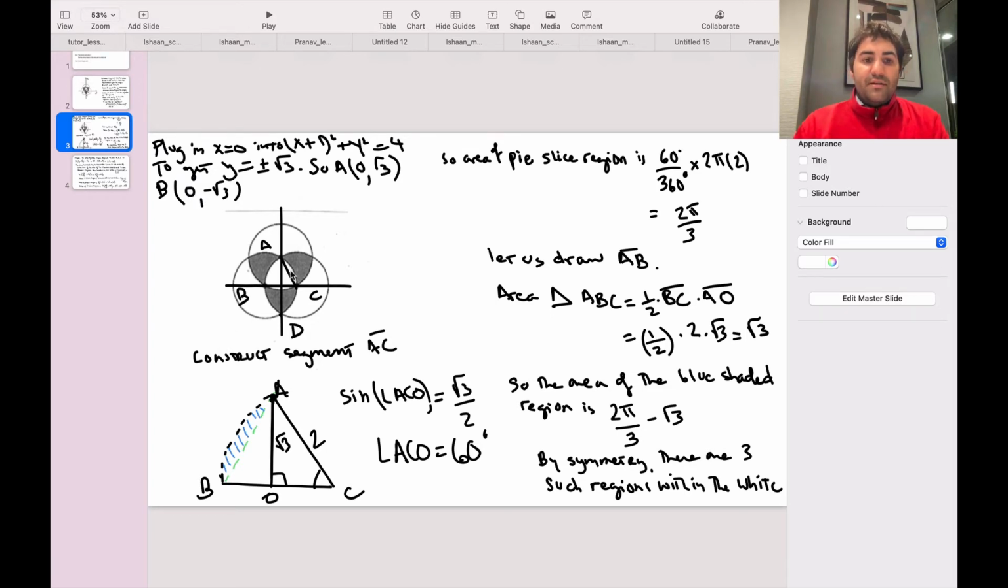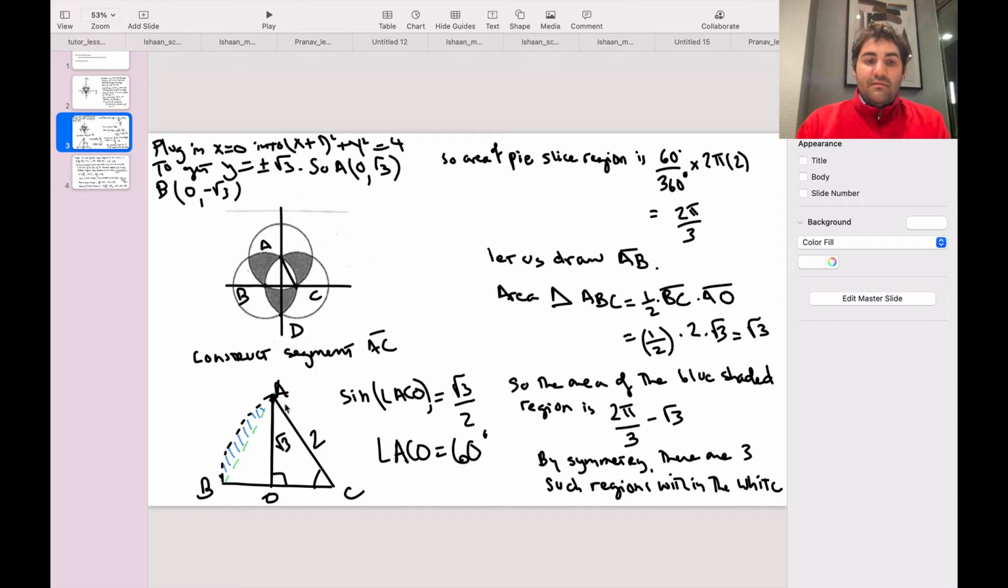So now I'm going to construct segment AC. So we know point A has y coordinate root 3. So the distance of the segment AO, so from point A to the origin, is going to be root 3. The length of segment AC, well, segment AC is actually a radius of a circle center C. So we know that that radius is 2. So we can use trigonometric properties. The sine of angle ACO is equal to square root of 3 divided by 2. So the angle ACO is going to be equal to 60 degrees.